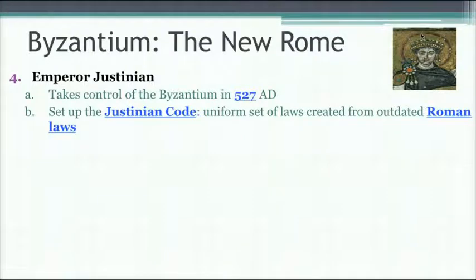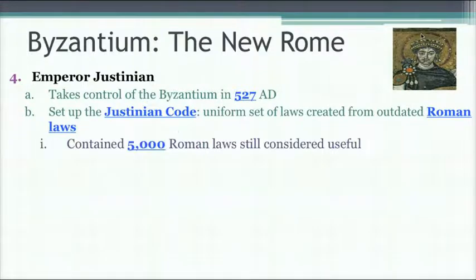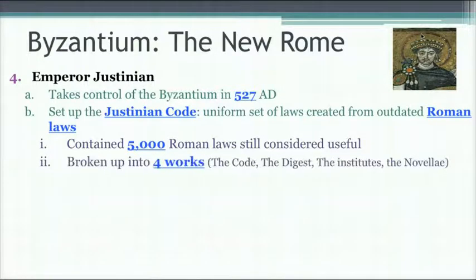Because at this point in 527, the Roman Empire dates back to about 100 BC or earlier. So you're talking 600 years of laws have been written. And so what he did is he wanted to go through those laws and see which ones still were useful for his empire. And many of them were very Roman in nature. So it still has that identity of what Rome was within their law structure. So it contained 5,000 Roman laws still considered useful. And it was broken up into 4 works. There was the Code, the Digest, the Institutes, and the Novella.